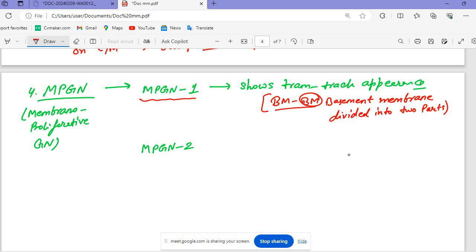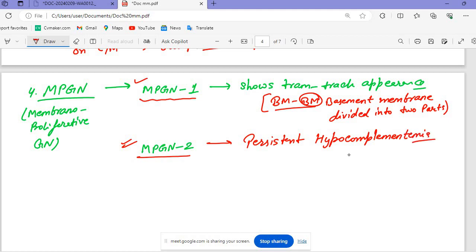In MPGN2, remember, this note will be asked. If they give you questions, they will give you about MGN, not about MPGN2. In MPGN, if they want to give, they will give you these things. If they do give MPGN2, remember one keyword: persistent hypocomplementemia. We have complement C1, C2, C3, C4, so the complement level will be low in our blood. You need to remember that.